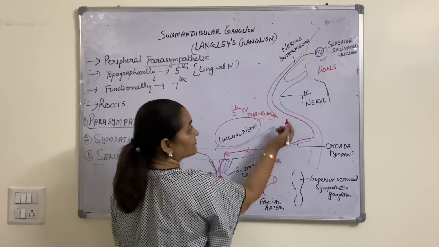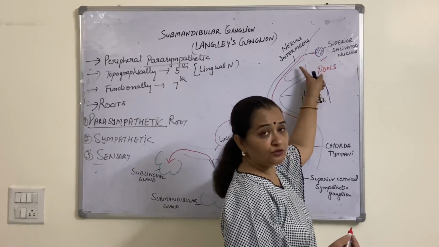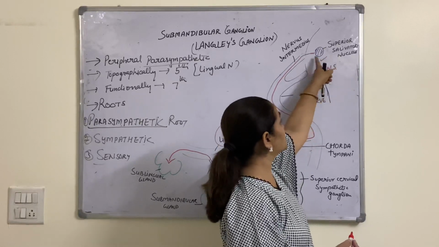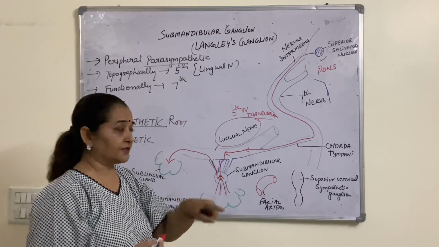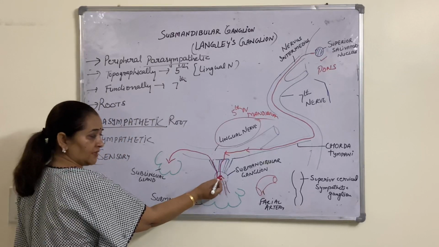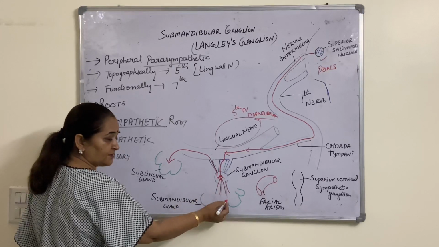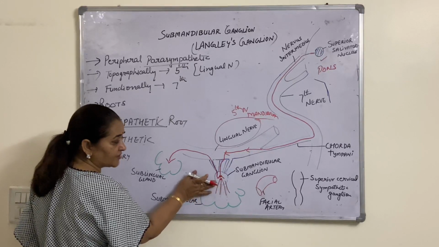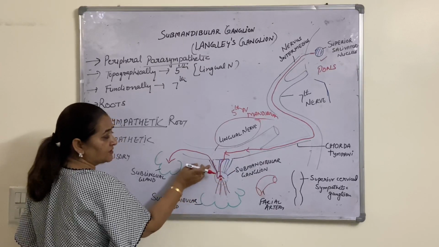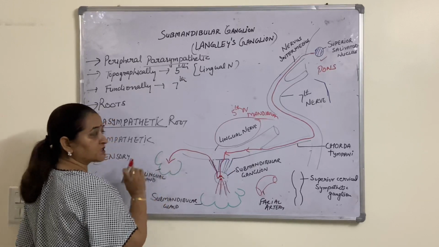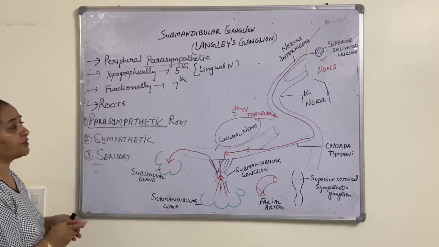But functionally, as the fibers are coming from the superior salivatory nucleus, from this the fibers enter into the seventh nerve. So this is a seventh nerve nucleus. So functionally the fibers are coming from the seventh nerve. The fibers are relayed in the ganglion, and the postganglionic fibers go and supply the submandibular gland, and some of the fibers re-enter through one of the ganglionic branches into the lingual nerve to supply the sublingual gland. So this is the secretomotor pathway.